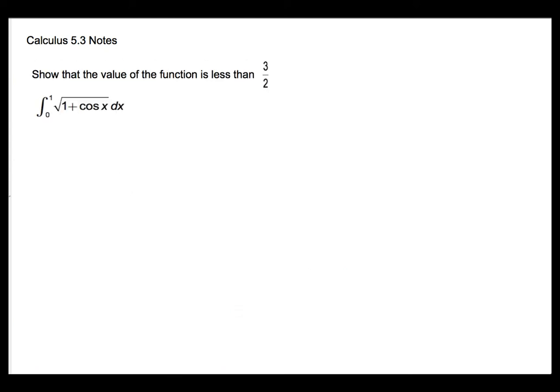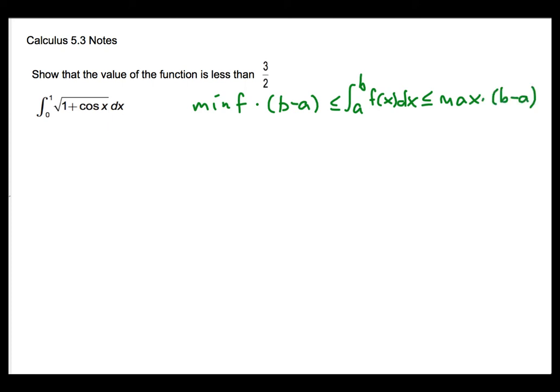Okay, this is one of the bounded ones, the maximum inequality ones. And so the rule that we want to follow for this one, if you look back on that very first sheet, is that if we've got the minimum of f, whatever that minimum is, times b minus a, then it's going to be less than or equal to the integral of f of x from a to b, which has to be less than or equal to the max of f times b minus a. All right, so these are the rules that we're working with.